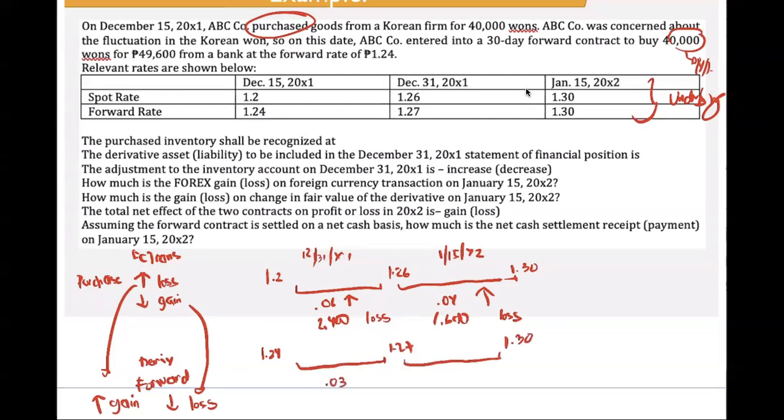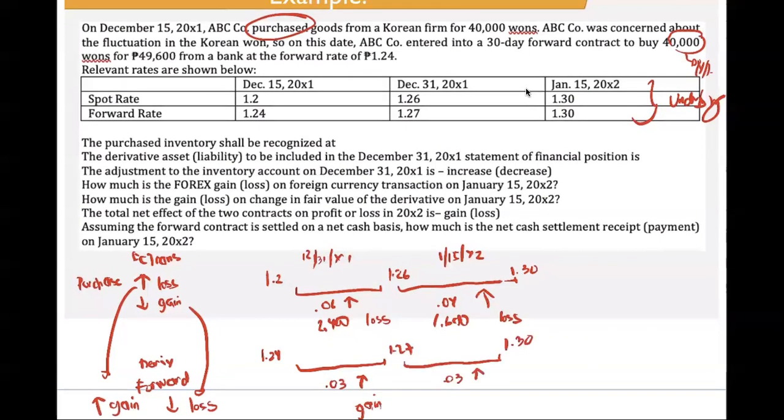So this is 0.03 increase. If there is an increase, there is a gain. Another 0.03 increase, this is considered a gain. So 0.03 multiplied by the notional amount of 40,000, it's not 12,000, it is 1,200 gain, and this one again is 1,200 gain. So since we're done computing, we are ready to answer our problem.